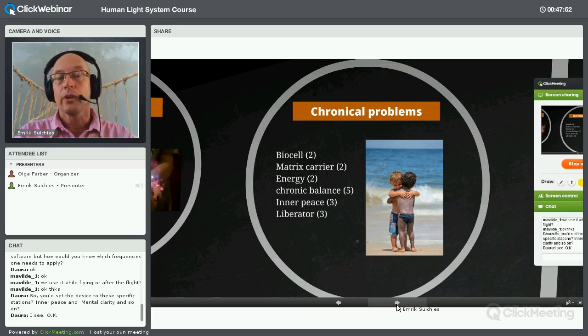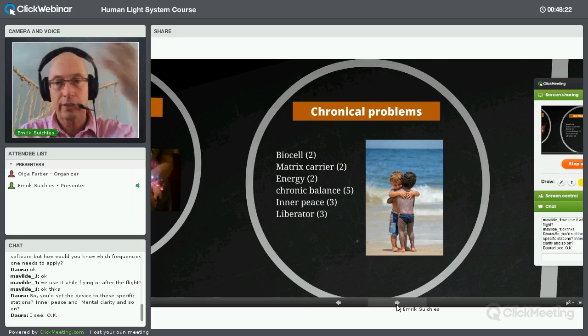Then, which I told you about, inner peace, which is related to the heart, 3 minutes. And then, of course, in a lot of chronic problems, there is something which is emotional, and it's in your physical body. It's in your human field, and you have to liberate that emotion. You have to liberate that problem. And with psychotherapy, you can do it with your cognitive mind, but you can also use liberator. That's more easy.